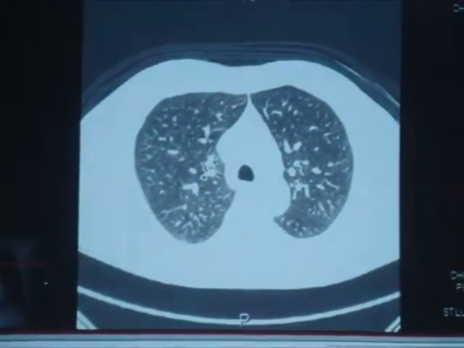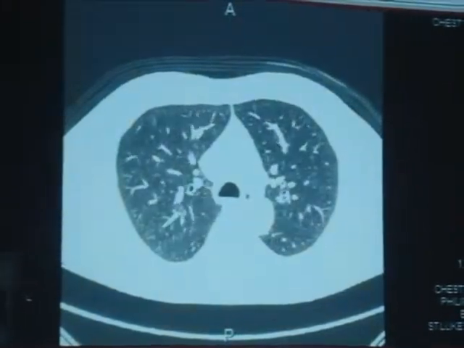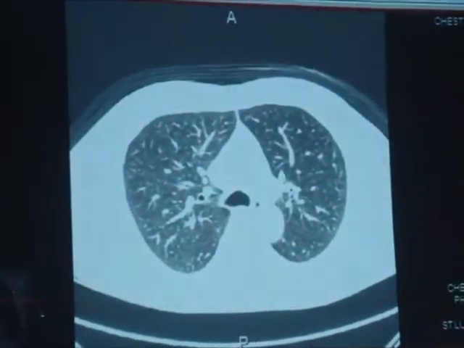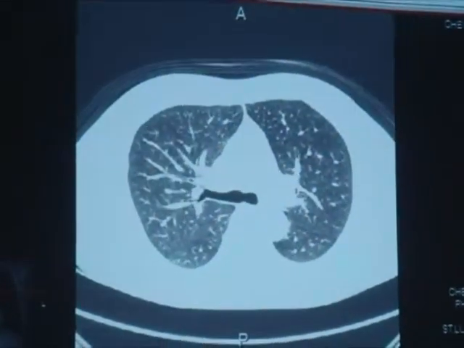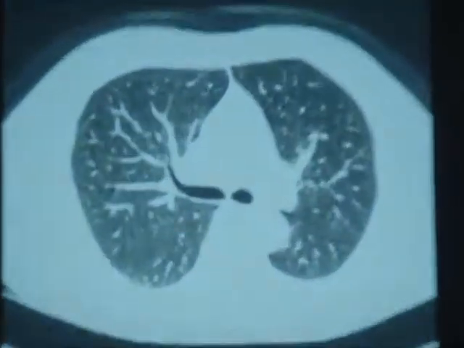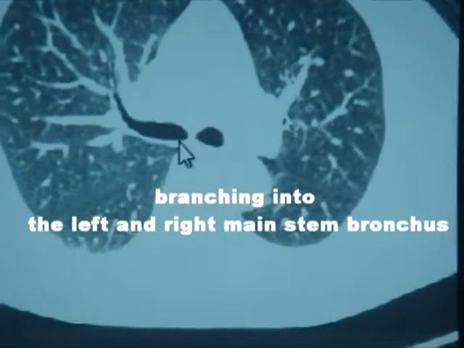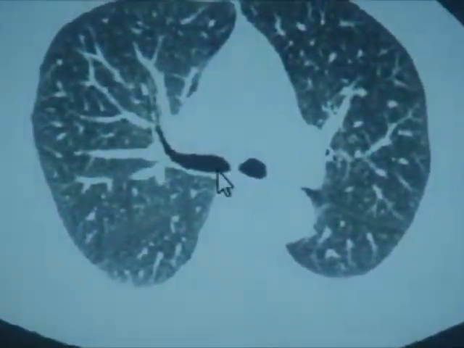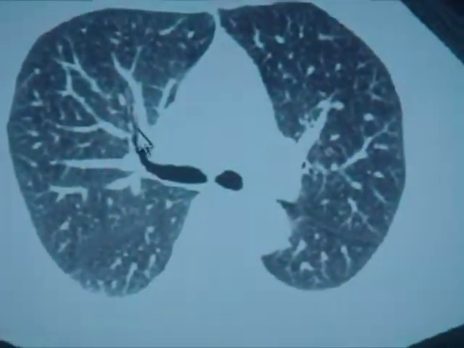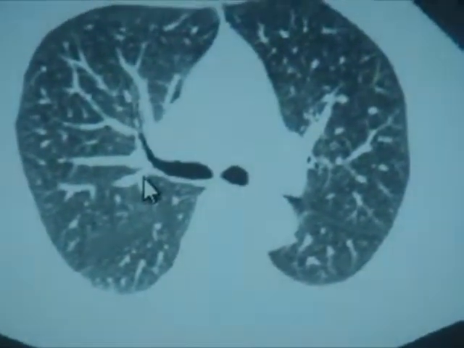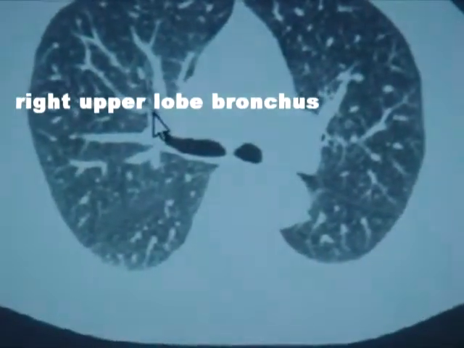Maybe around T4. Right. So now it's starting to bifurcate. You see that? Into the right and left main bronchus. Just immediately after the branching, there's already this branch from the right bronchus. That's the right upper lobe bronchus.